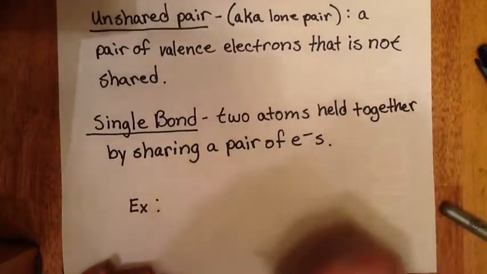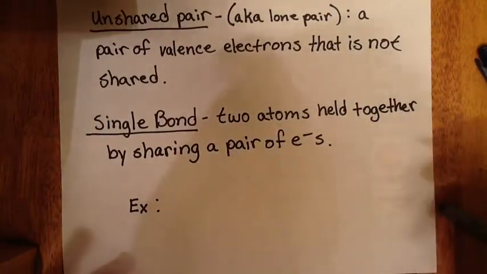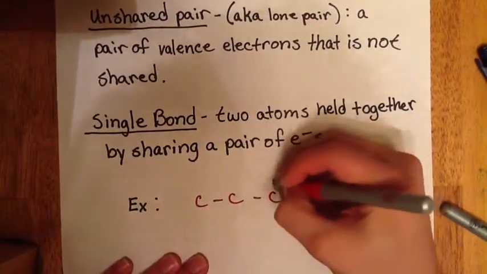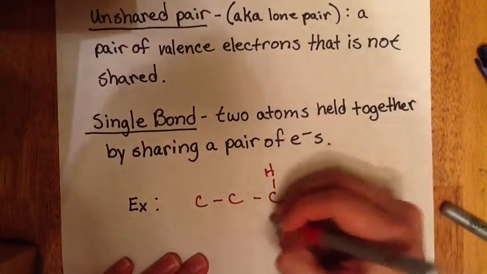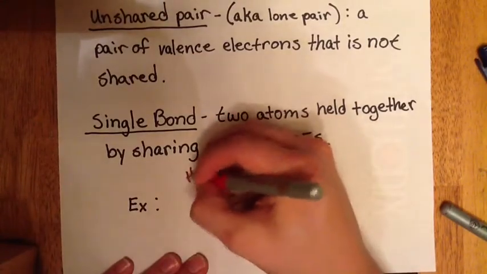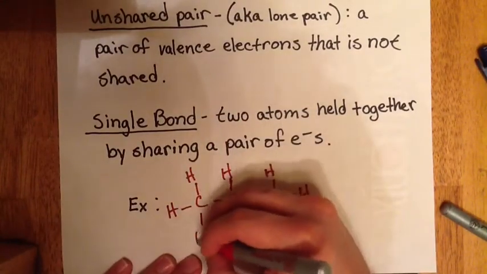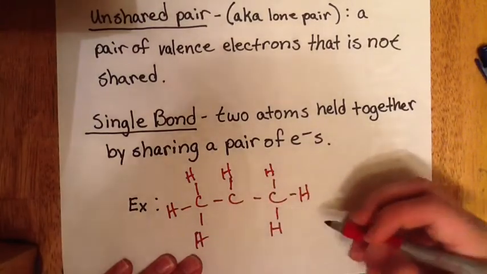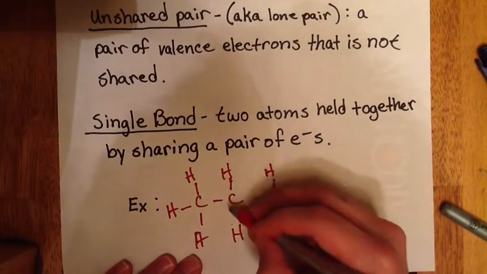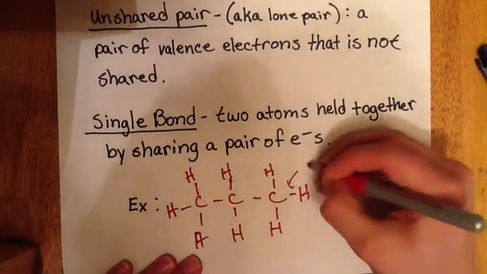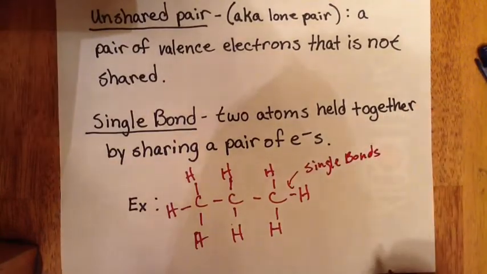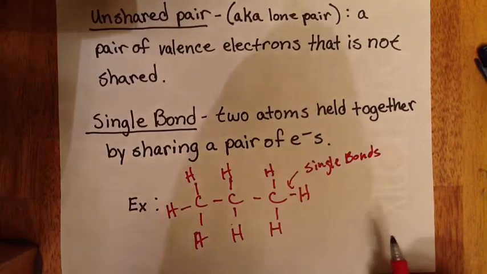Let's do propane. So I'm going to draw out propane. He has a lot of single bonds. All these, oh, this is one. So all these lines represent single bonds. And we're going to learn other types of bonds here in just a minute.